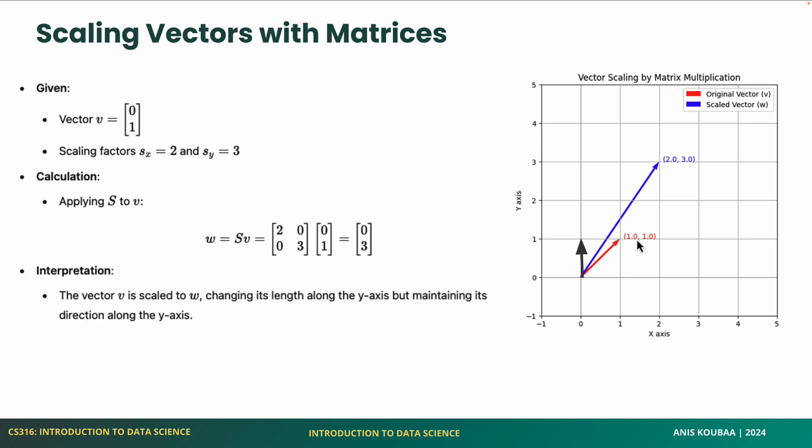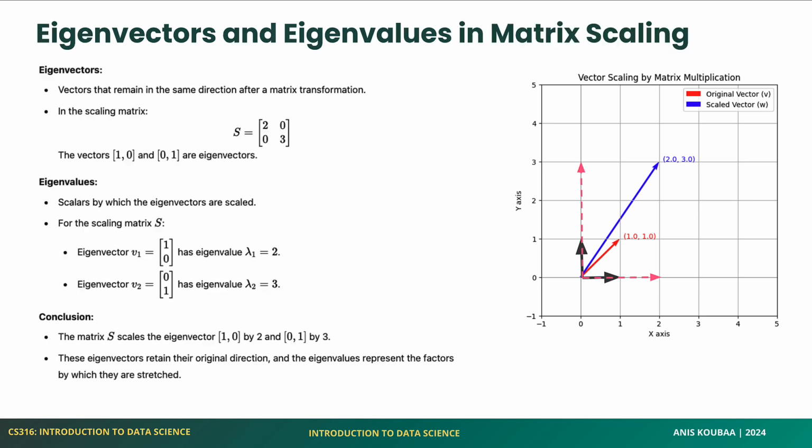Now, this vector here, 1, 1, is not an eigenvector. Why? Because when I multiply by the matrix, it will change both the orientation and also the magnitude. And we want the eigenvectors to be those that do not change their orientation. We call them eigenvalues or eigenvectors.